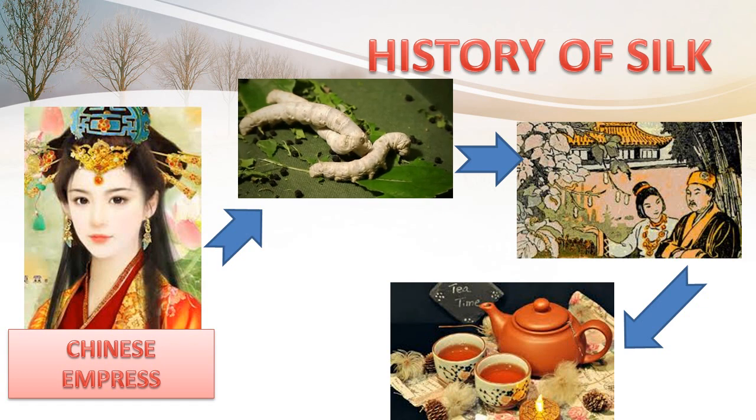In this way, the fiber silk was discovered, but Chinese people guarded the secret of silk for over 1000 years. After that, many traders and travelers introduced silk into various parts of the world. China holds the world's top position in silk production even now, with 80% of silk.